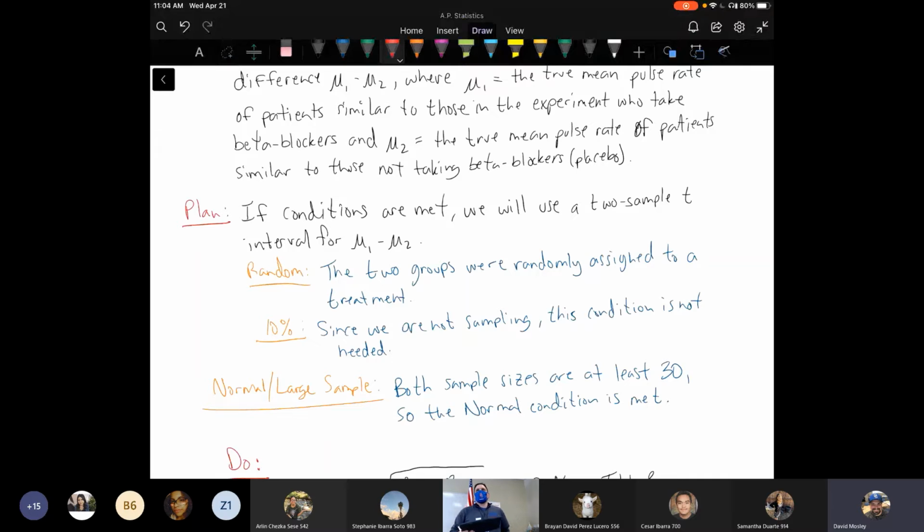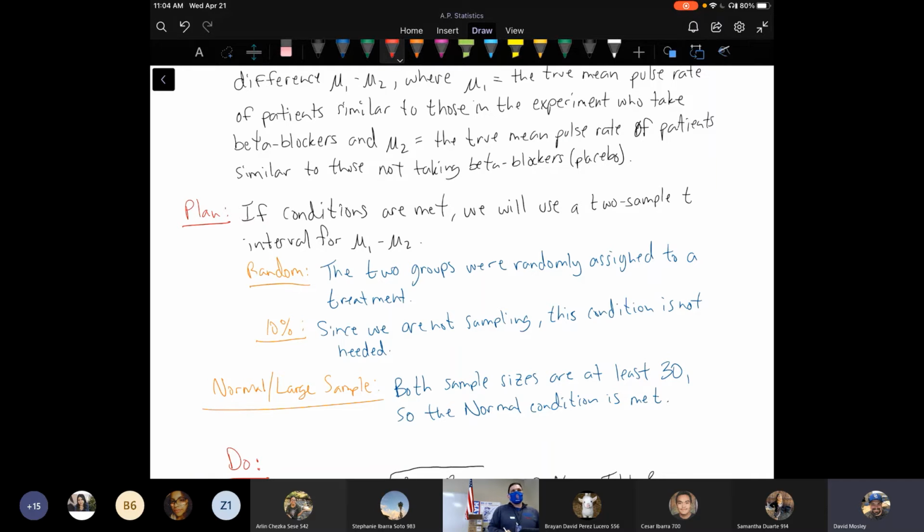Now notice the 10% condition. Since we are not sampling, we did not take a random sample, and we did not sample from the population in general. We didn't sample without replacement. This condition is not needed. It does not apply to this scenario.